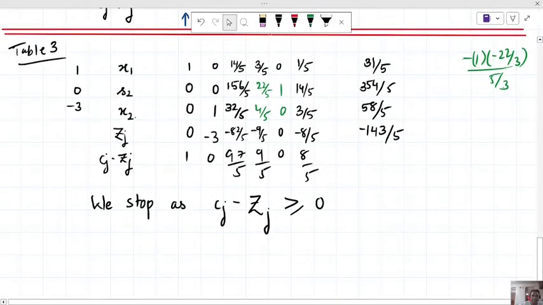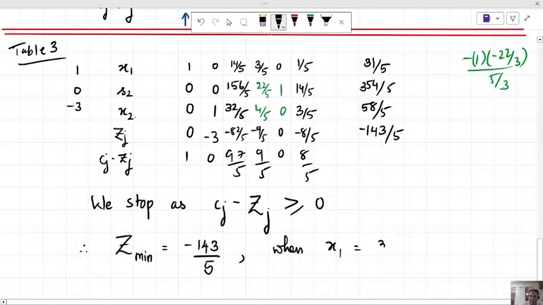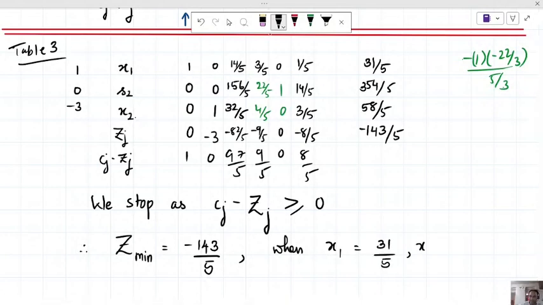Now we write down the values that we have got. Therefore Z minimum is minus of 143 by 5 when x1 is 31 by 5, x2 is 58 by 5, and x3 since we are not getting, so we say x3 is 0. Okay, this is the solution to the problem. I hope you have understood this question carefully.